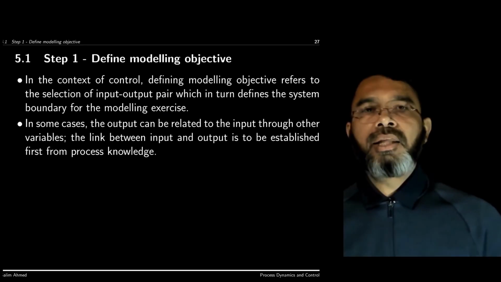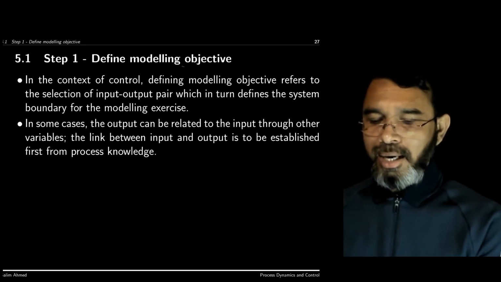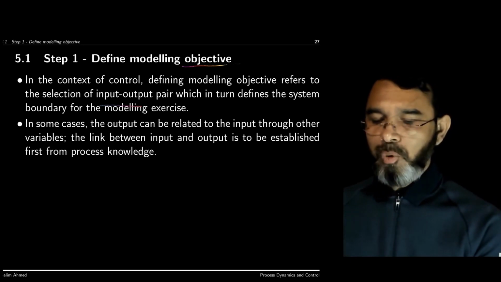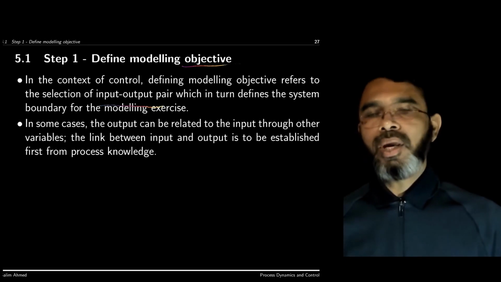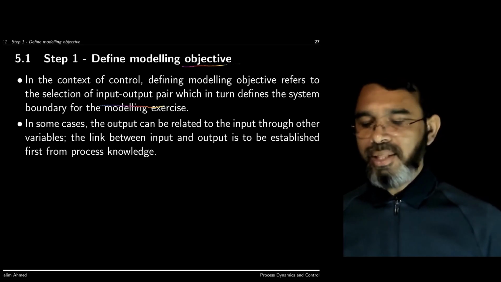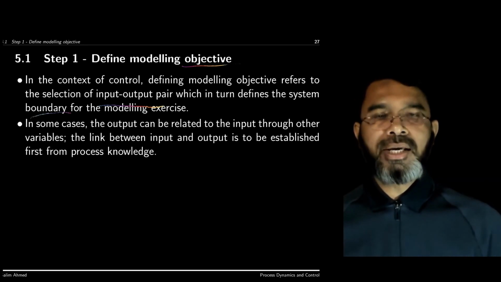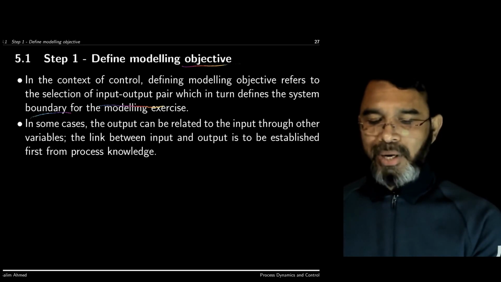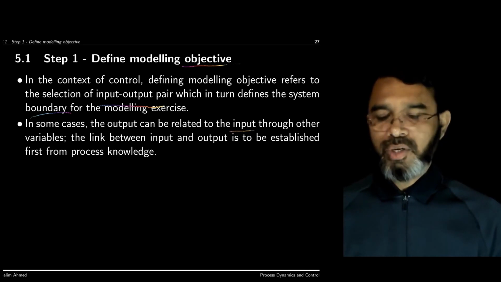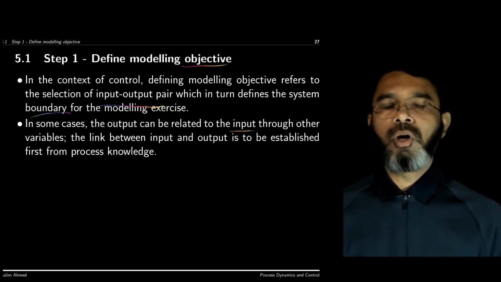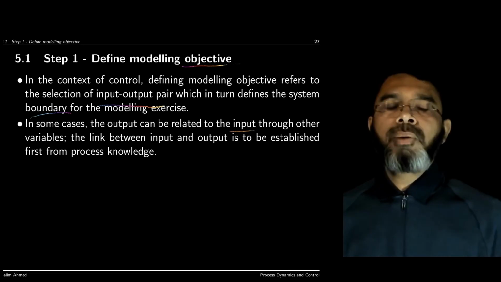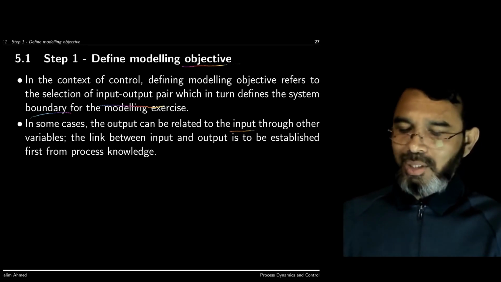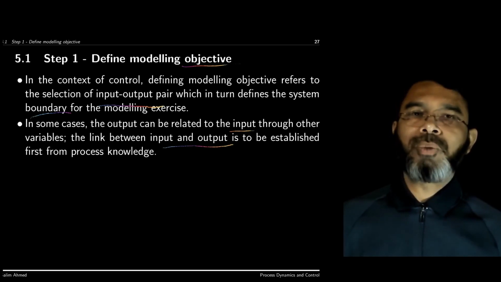Now, step 1 in the first principle approach is defining the modeling objective. Defining the modeling objective refers to selection of the input-output pair. What's the input you're looking at and what's the output? So this will define the system boundary for the modeling exercise. For a particular case, an output can be related to a number of inputs. However, which particular input you are considering, you need to identify. You need to find the model between those input-output. Before doing that, you need to have an understanding of how the variables are related. So the link between the input and output needs to be established.